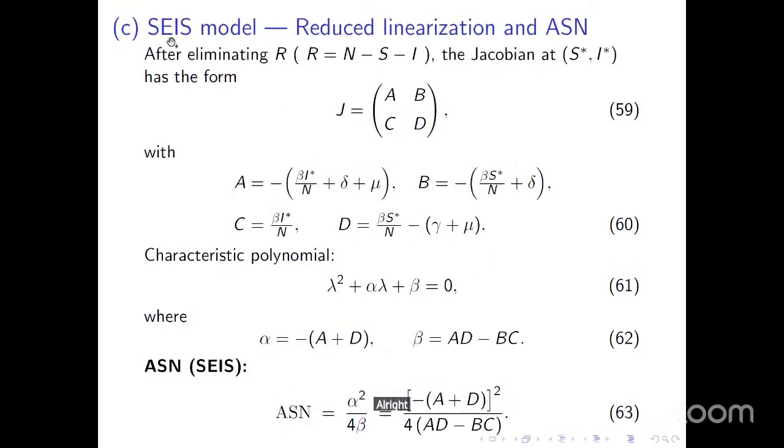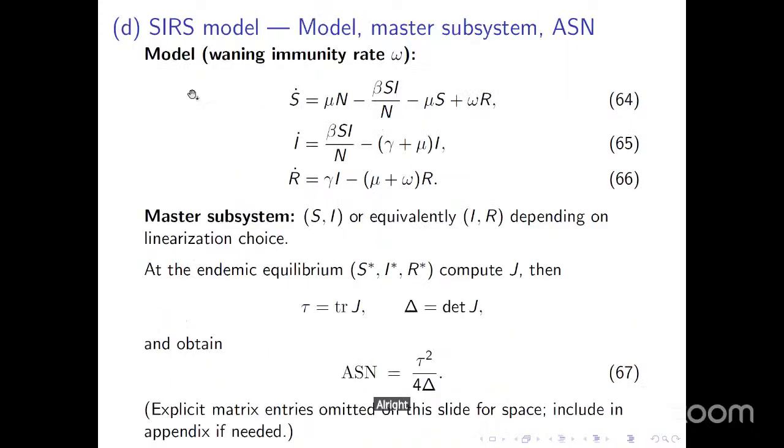All right, and then if you have a SEIS, this is also a bit similar. You'll have a Jacobian of this form, with A given as this, B given as this one, and so are C and D, and then the characteristic polynomial will be given as follows, equation number 61, and then the Atangana strength number follows also to be in this form. Of course, we know the values of A, B, C, and D, which are given in equation number 60. All right. Now, the same applies with SIRS. You'll obtain the Atangana strength number in a similar fashion.